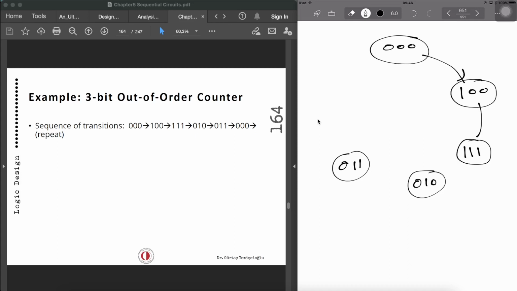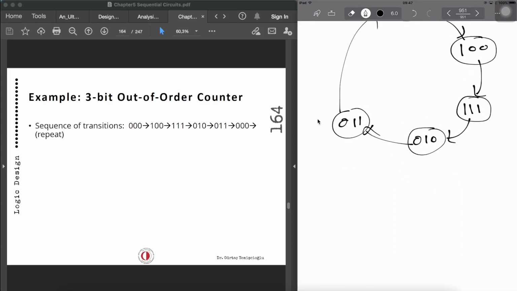So it's not covering all of it, but there are some missing states in between, but we have to consider them as well. So in total, we have got 1, 2, 3, 4, 5 states. So this is a 3-bit out of order counter.